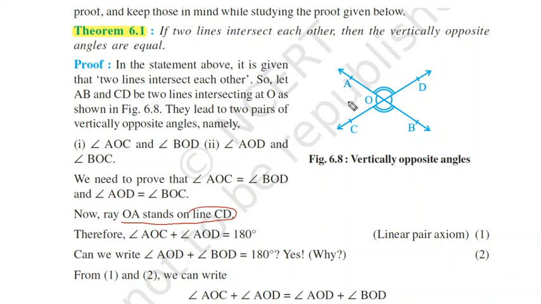You can see CD is a line. OA is standing on the line, OA ray. Therefore, the sum of these two angles will be 180 degrees. Therefore, we write: angle AOC, you can see angle AOC, plus angle AOD is equal to 180 degrees.